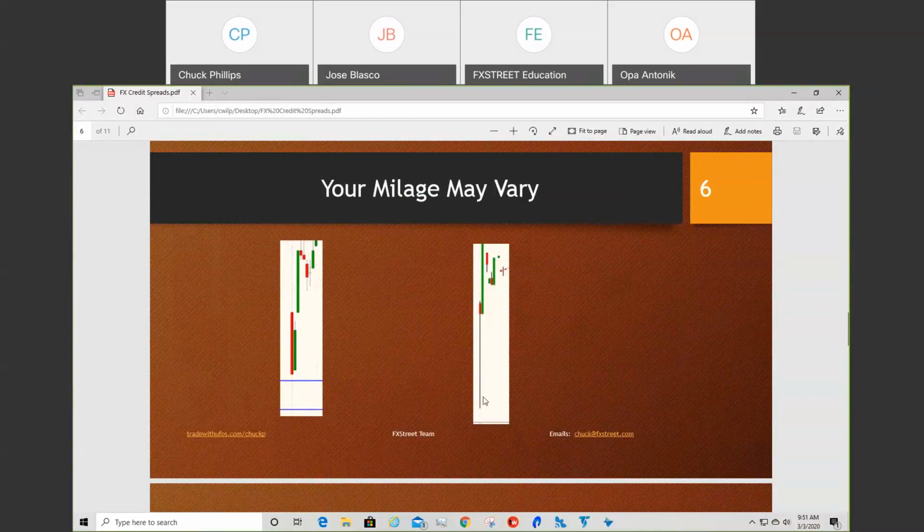Some people love these long wicks. Other people hate them. If you love these long wicks and you take the trade, it's possible that you would have had a good trade. And if I said, no, I don't like those, I'm not going to trade that. So just keep in mind that what I do isn't necessarily right for you. It's just the way I trade. That's all.